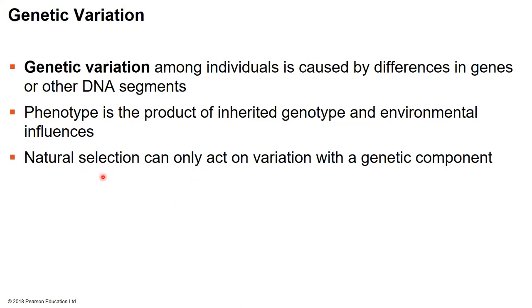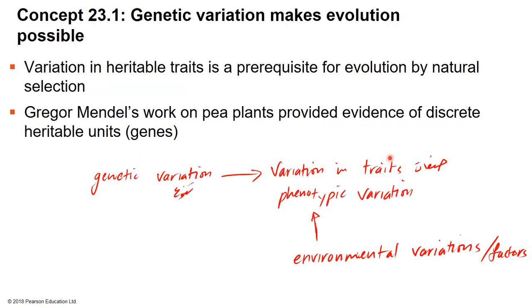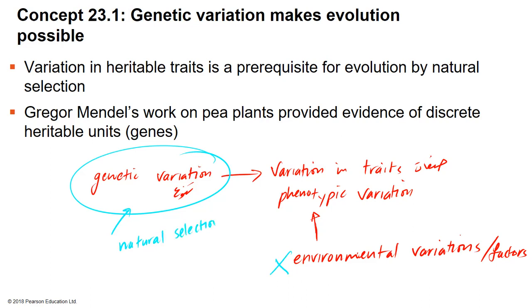Natural selection can only act on variation with a genetic component. So natural selection can only happen if there is genetic variation, and it can work on this type of variation, but not the environmental variation. Okay, and we will discuss natural selection in more detail, inshallah.